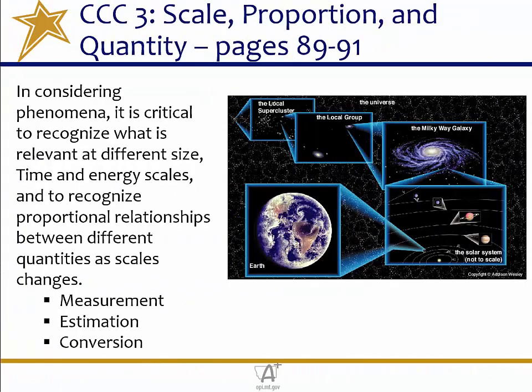The third cross-cutting concept is scale, proportion, and quantity. A summary statement for this concept is that considering phenomena is critical to recognize what's relevant at different size, time, and energy scales, and to recognize proportional relationships between different quantities as scales change. There are a lot of times when we call on this in our instruction in order to better understand science. Some things to look for in an item would be measurement, estimation, and conversion.